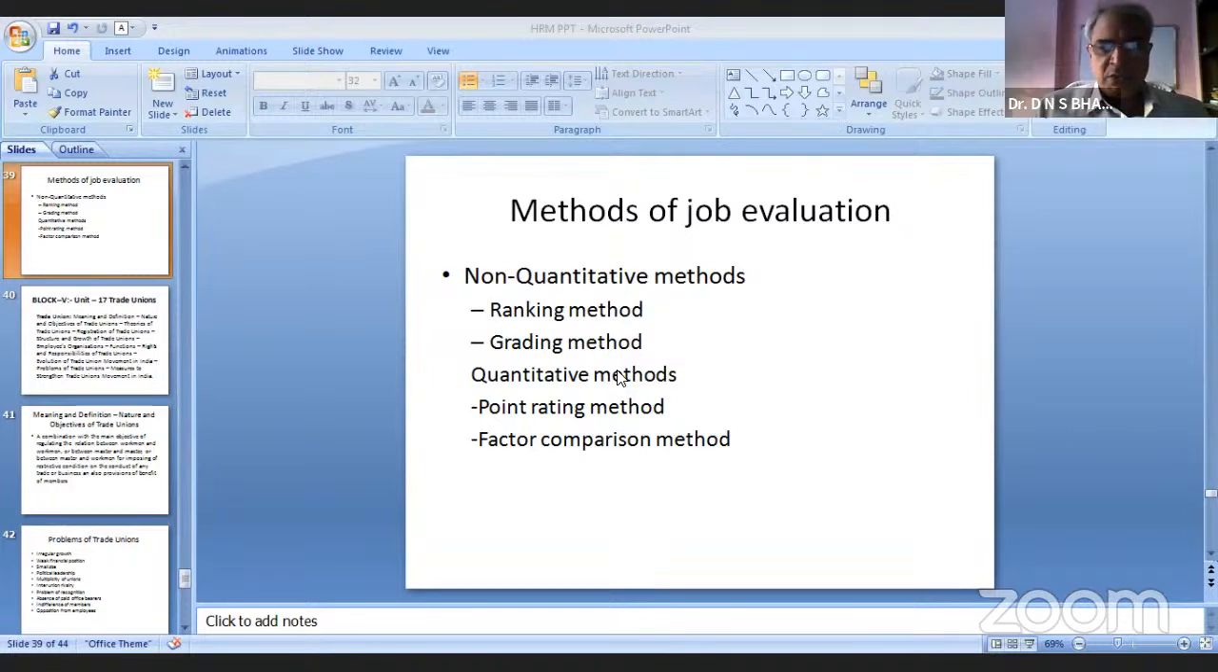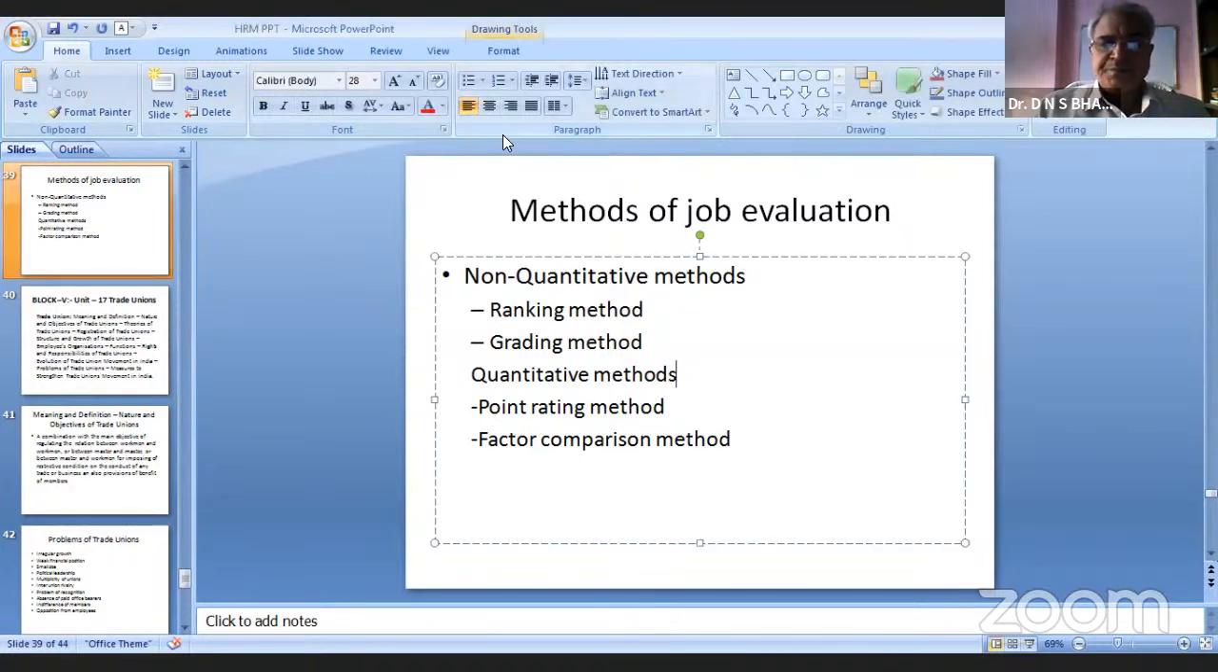These are the two non-quantitative methods: ranking and grading. Then coming to the quantitative methods, we go by the point rating method and the factor comparison method. In the case of the point rating method, there is a detailed procedure in this particular element.